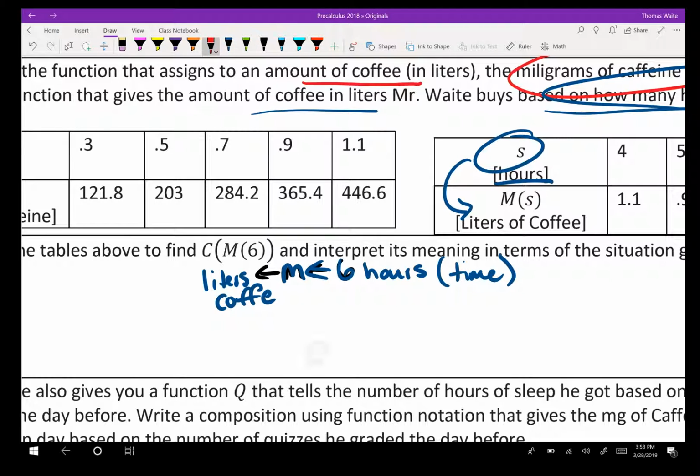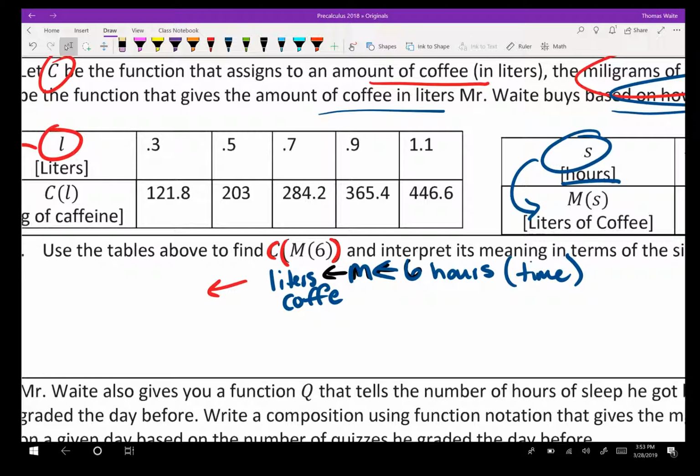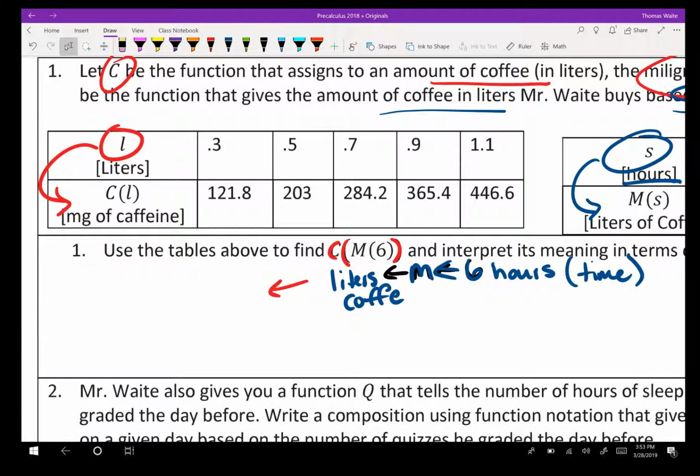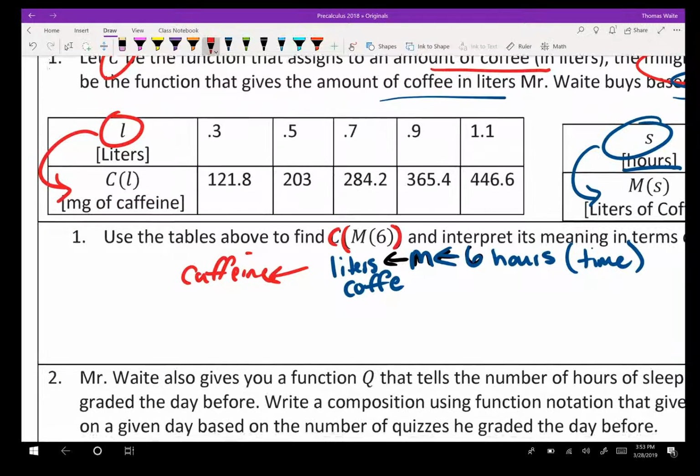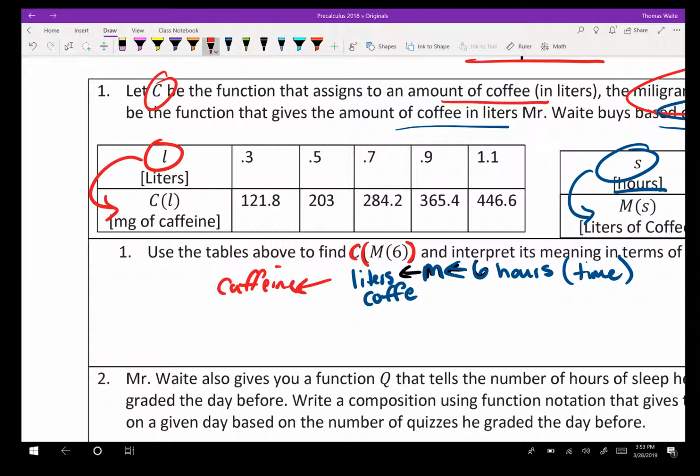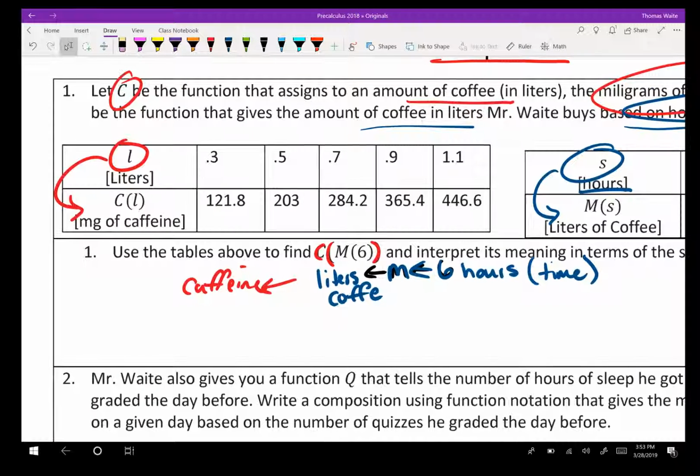Then I see it's going into this C function. M of 6 is going into the C function. C takes in liters of coffee, yes, sure enough, and it's going to give me caffeine. So I made a quick diagram of what these inputs and outputs are going to be. This will both help us find the value and help us interpret its meaning. So let's start by finding the value.